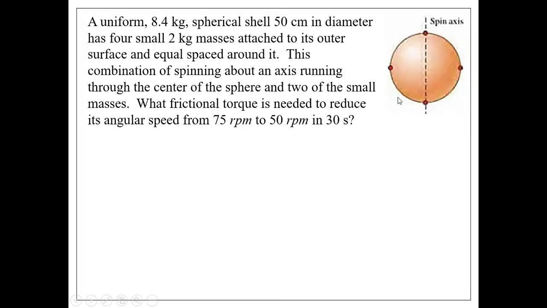So essentially, if you look at the diagram here, here's the spherical shell, aka hollow sphere. It has 4 point masses attached to the outer edges. It seems like it's pretty symmetrical. And then the axis spins right through the dashed line there. And it wants us to find out how much torque is needed to reduce the speed from 75 revs per minute to 50 revs per minute in a time of 30 seconds.